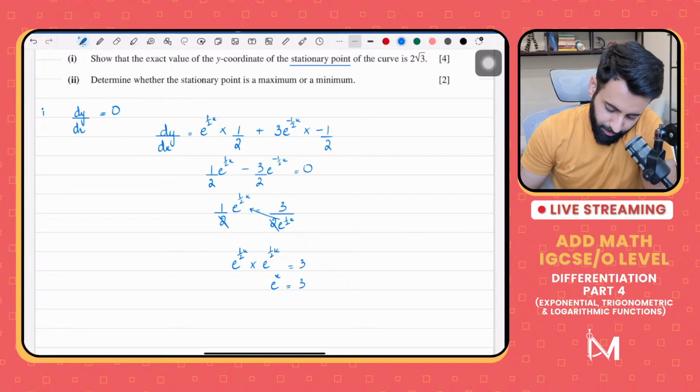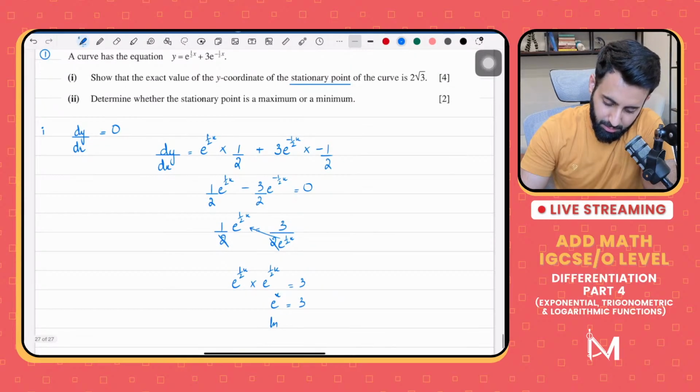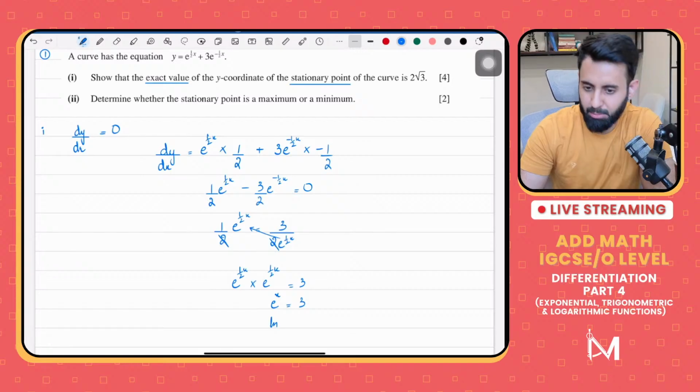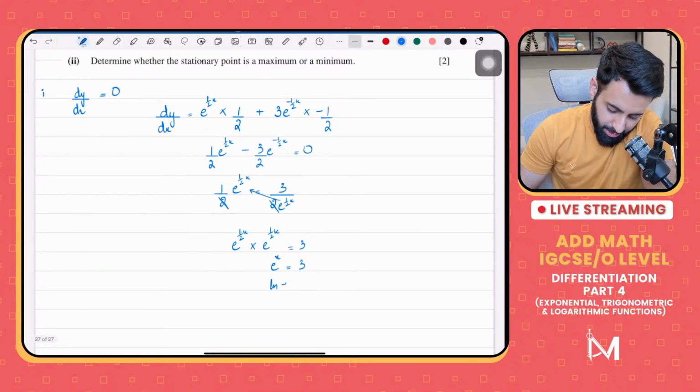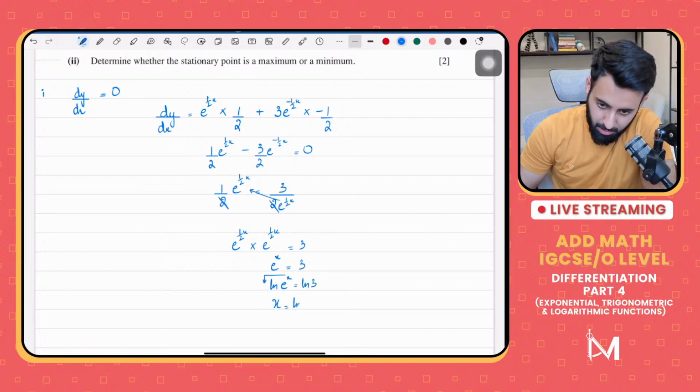Now notice that the question is asking us to find the exact value. Exact value could be in terms of e, could be in terms of ln, doesn't matter. So ln e power x equals ln 3. As we know, ln e is equal to 1. So what's x equal to? x is equal to ln 3.